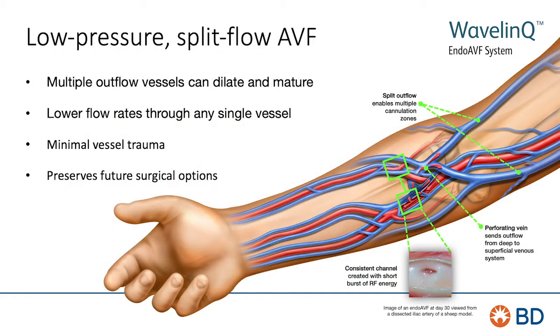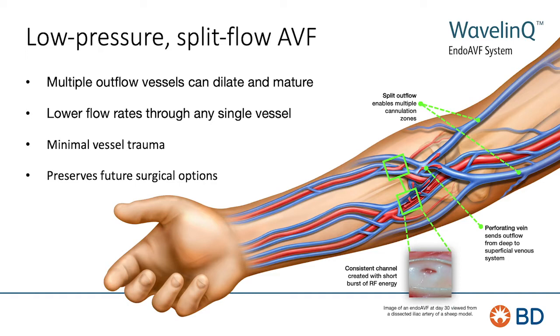Now this is showing where the green boxes demonstrate where the fistula is created. But what we're hoping for is a nice fistula creation in that site and then flow via a perforating vein carrying that higher flow blood now into a cephalic and basilic vein.